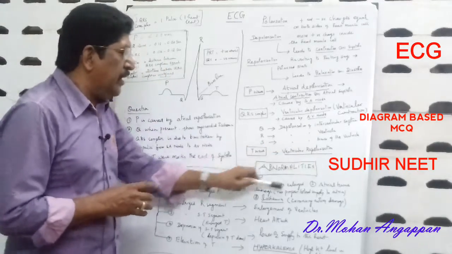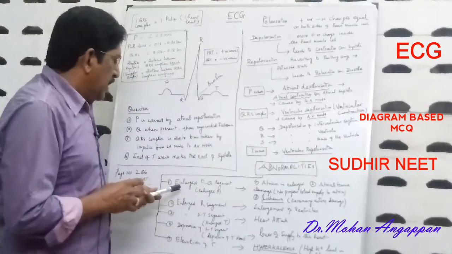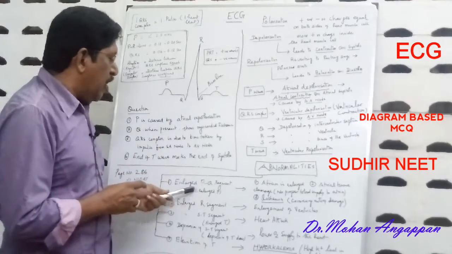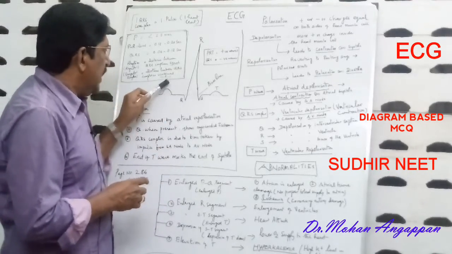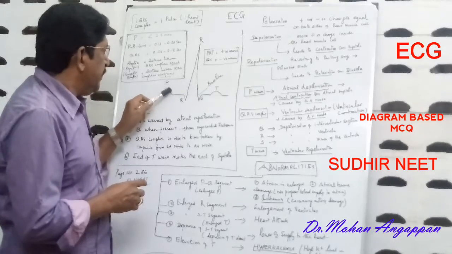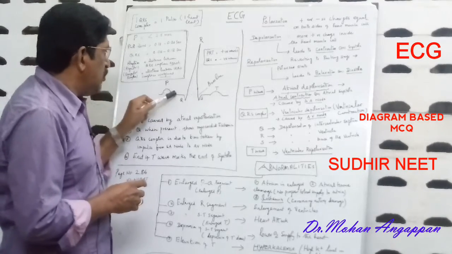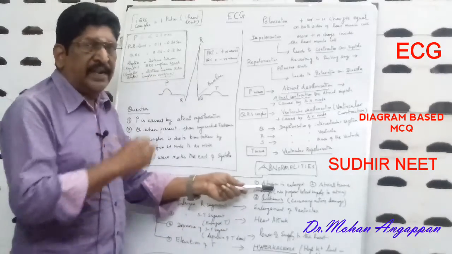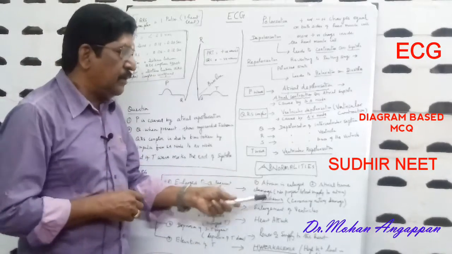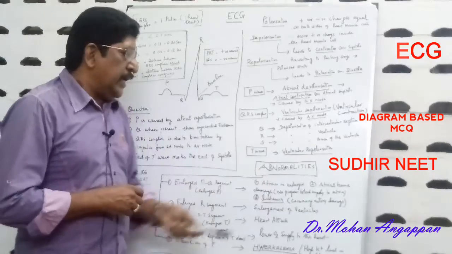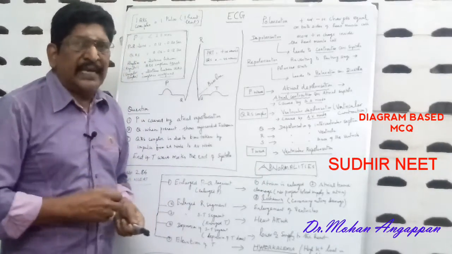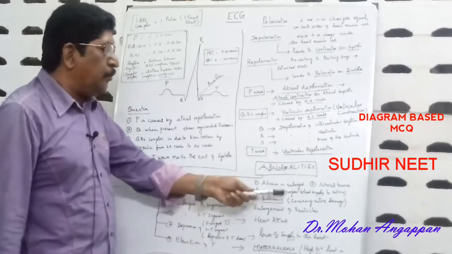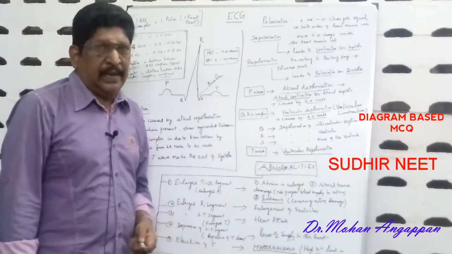Then coming to the abnormalities, this is the PQ segment. Number one, if the graph shows enlarged P, if the PQ segment is enlarged, that means the atrium is enlarged, that indicates the enlargement of the atrium. Number two, atrial tissue damage, that means there is no proper blood supply to the atria.